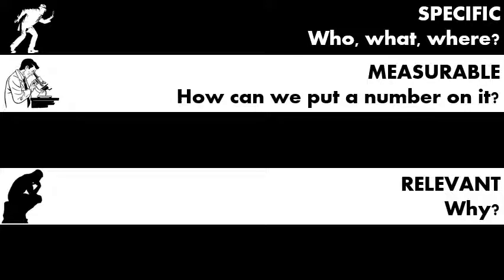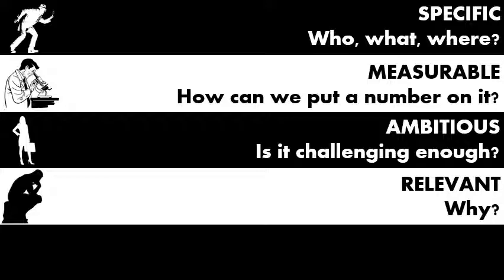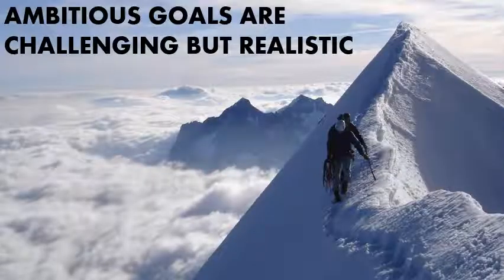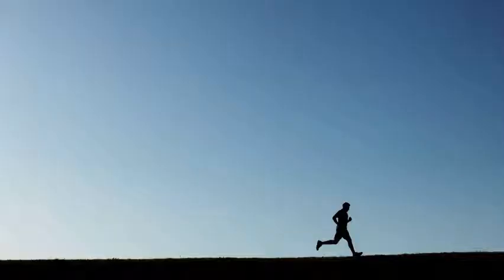We've covered goals being specific, which answers who, what, and where. Measurable, answering how can we put a number on it. Relevant, answering why are we doing this. Next, we're going to talk about making our goals ambitious. Is our goal challenging enough? Goals should be challenging but realistic. I'll explain to you why goals need to be ambitious or challenging but realistic.